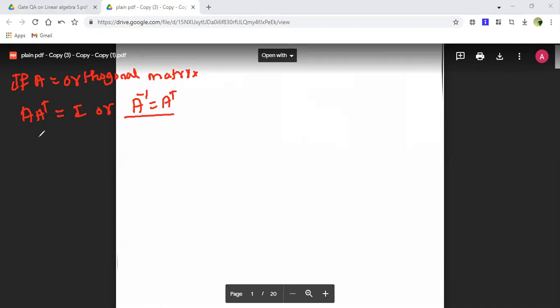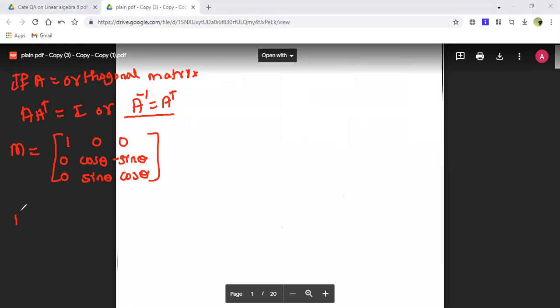Now let me take the given matrix. Here they have given it as M. Let us take this as M. What is the matrix M? It is 1 0 0, then 0 cos theta and minus sin theta, and 0 sin theta and cos theta. Okay, so I will take the M transpose.